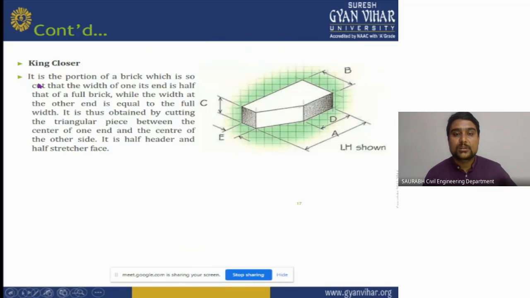It is the portion of brick which is so cut that the width of one end is half that of a full brick, while the width at the other end is equal to the full width. It is thus obtained by cutting a triangular piece between the center of one end and the center of the other side. It is half header and half stretcher face. As you can see, this is your half header face and this is your half stretcher face.